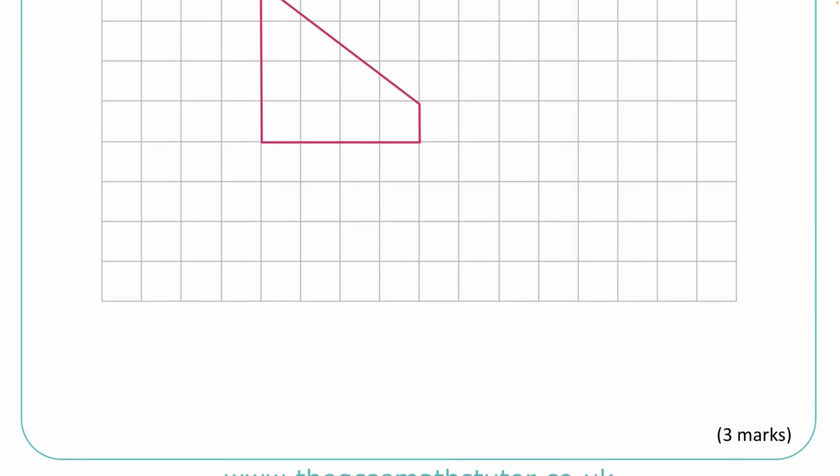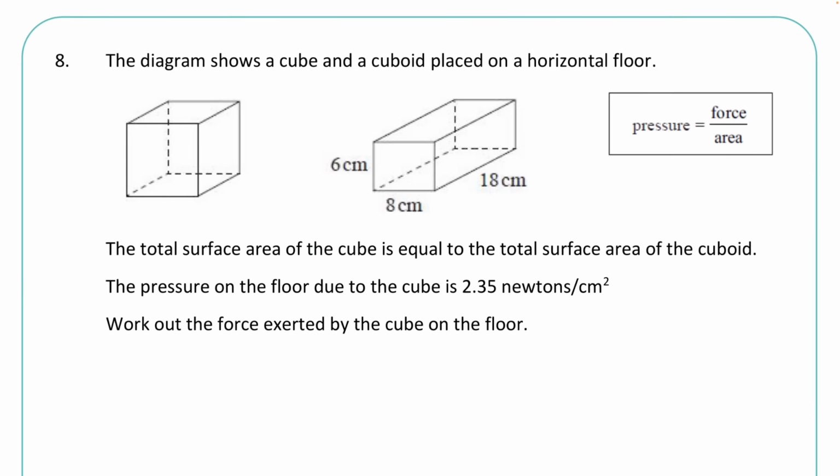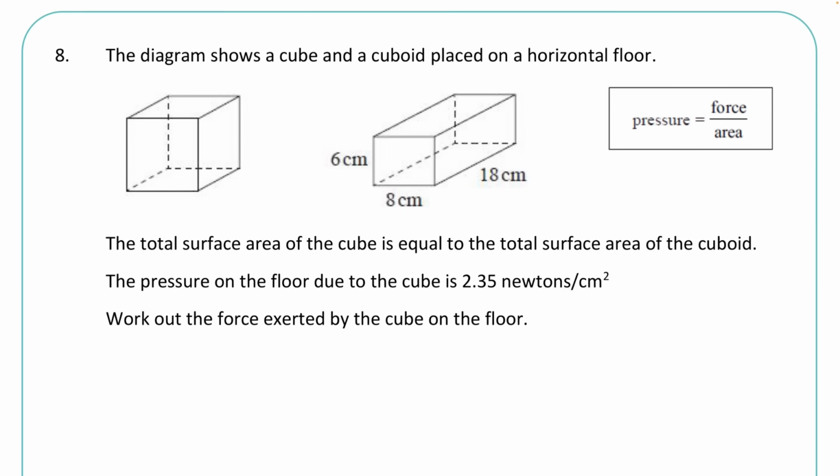Okay, so there was a plan and elevation. Now we have some pressure, force and area. It says here the diagram shows a cube and a cuboid placed on a horizontal floor. The total surface area of the cube is equal to the total surface area of the cuboid. The pressure on the floor due to the cube is 2.35 newtons per centimetre squared. Work out the force exerted by the cube on the floor.